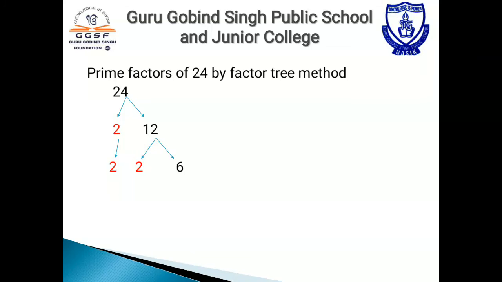So here both the prime numbers are taken as they are, and we split 6. So 2 3s are 6. Now finally we got all the prime numbers. So 24 is equal to 2 into 2 into 2 into 3. These are the prime factors of 24. All the numbers are prime numbers. And if you multiply, 2 2s are 4, 4 2s are 8 and 8 3s are 24. So this 24 is split into prime numbers.